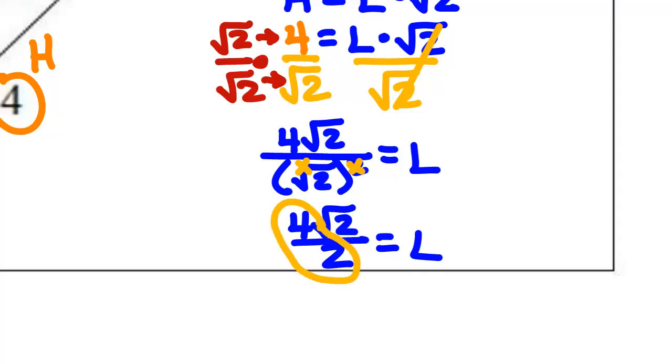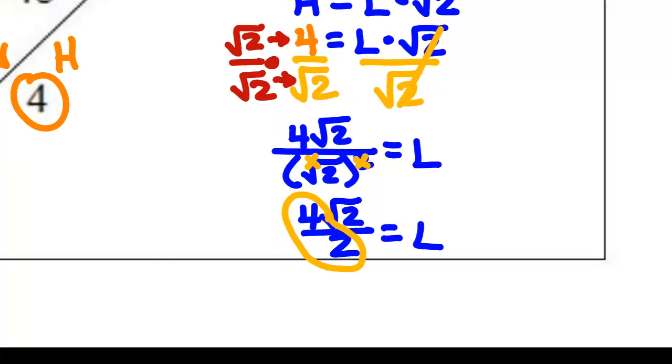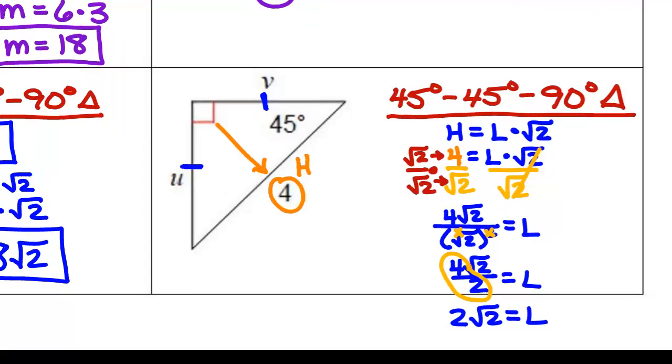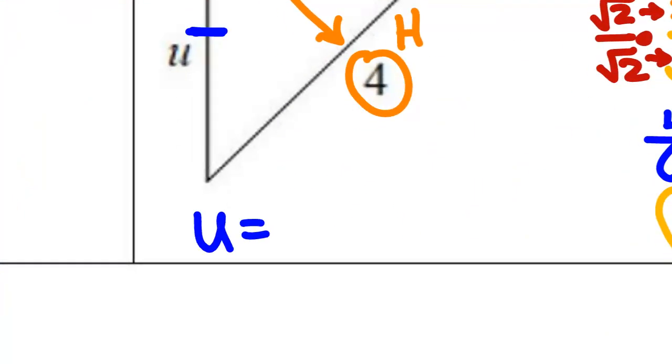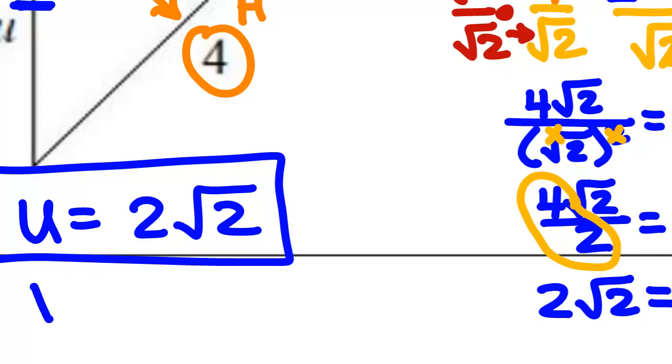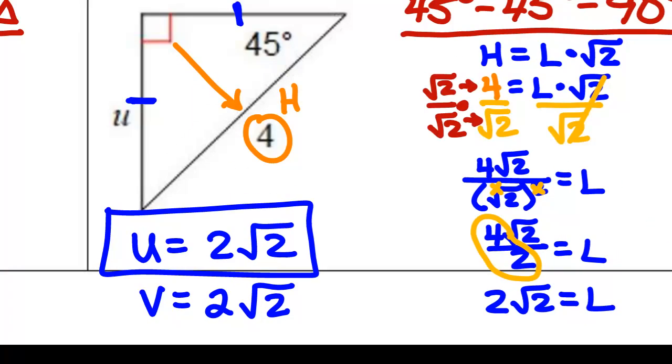And then I need to divide these two numbers. What is 4 divided by 2? So 2 square root of 2 is equal to my leg L. That means U is 2 square root of 2. And V is also equal to 2 square root of 2. They are the same size.